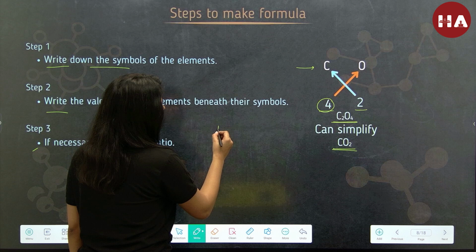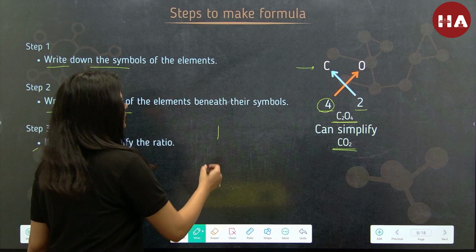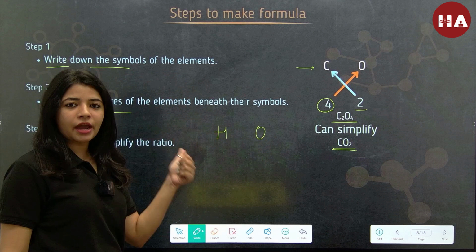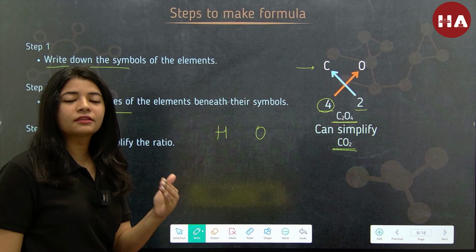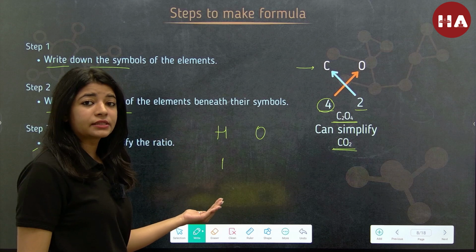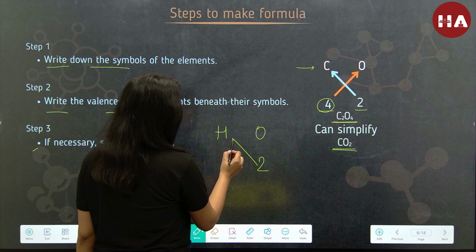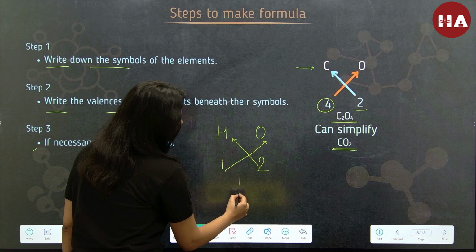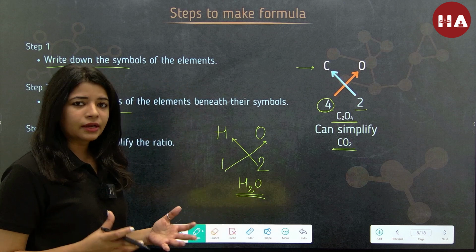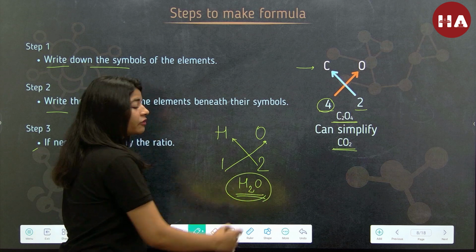Similarly, let's take one more example. Let's say I have to make the formula of water. Water contains hydrogen and oxygen. The first step is to mention their symbols, hydrogen and oxygen. The next step is to write the valencies beneath them. Hydrogen valency is 1, oxygen valency is 2, or minus 2 I can say. We simply crisscross the valencies and I will get H2O. This is how I make the formula of water. Clear? We cannot simplify this anymore, so this is where we end, and this becomes the correct formula for water.